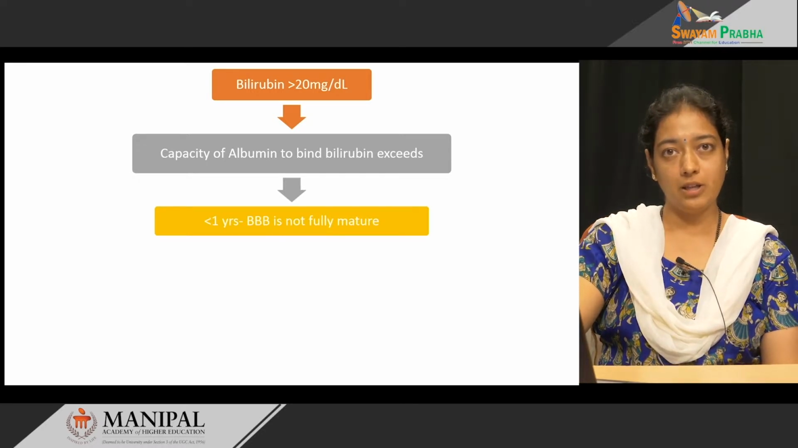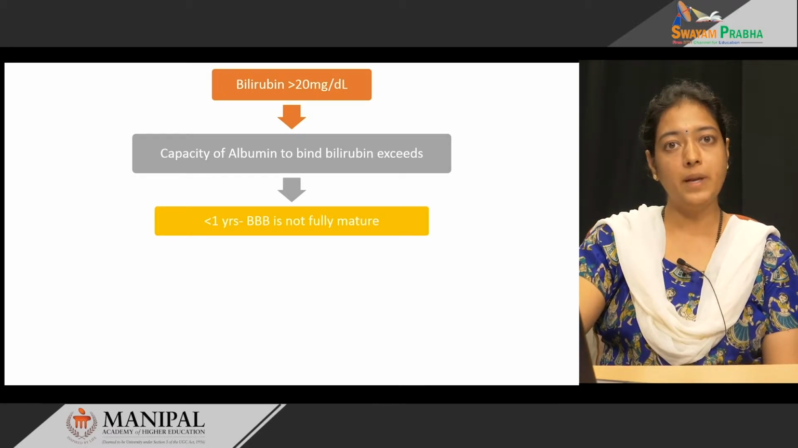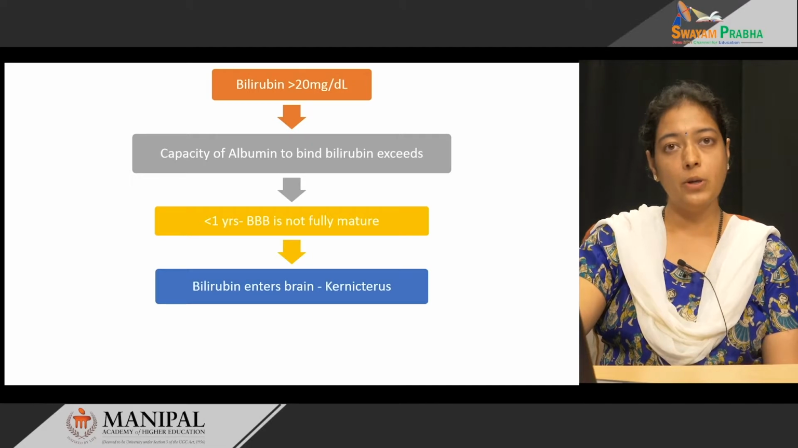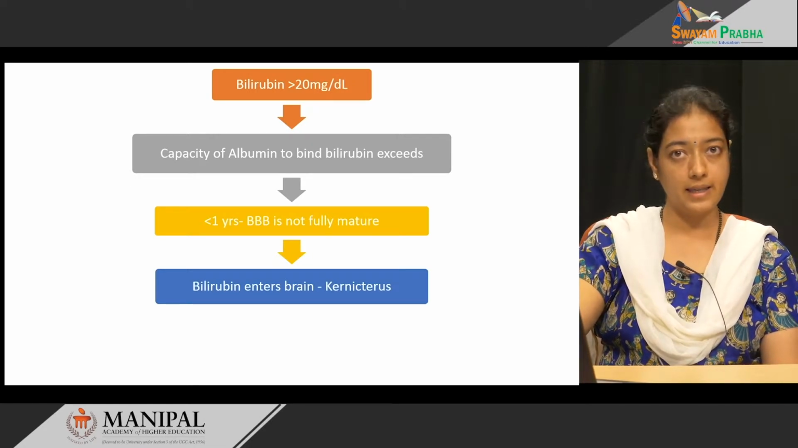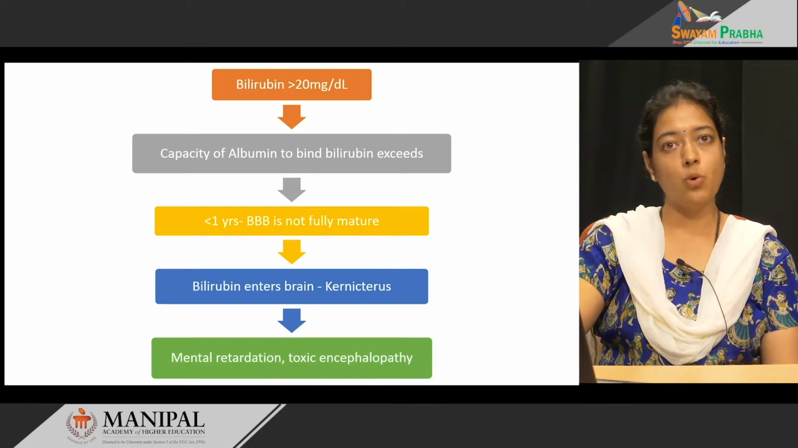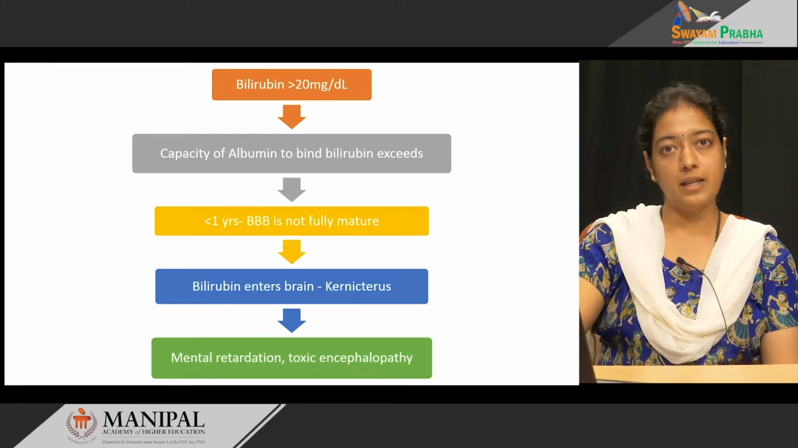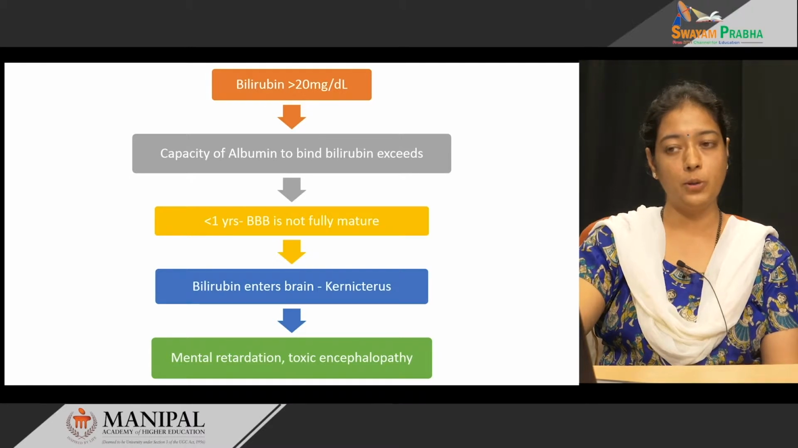In infants less than 1 year of age, the blood brain barrier is not fully mature. So, bilirubin can enter the brain easily, leading to kernicterus. Because there is more accumulation of bilirubin, it can lead to mental retardation and toxic encephalopathy. In erythroblastosis fetalis, there is more destruction of RBC and more production of bilirubin.